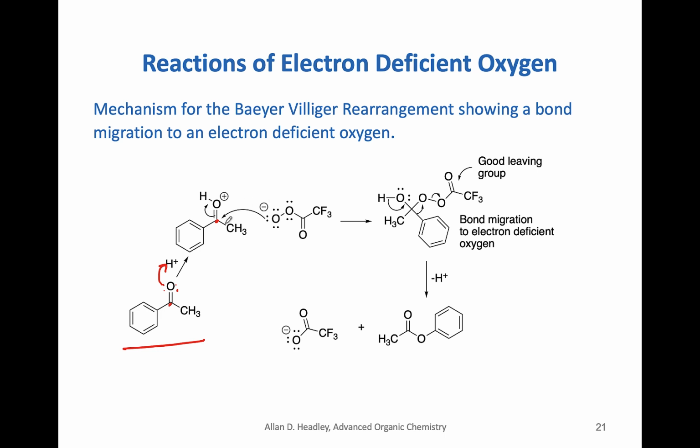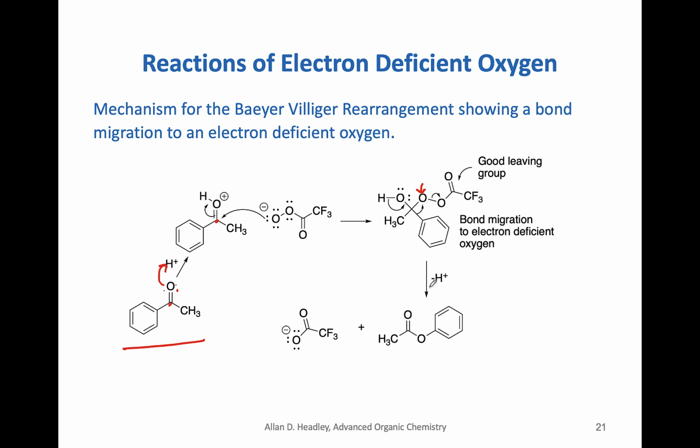So it attacks here, and now you can see here's the leaving group right here, the trifluoroacetate anion, and here's the electron deficient oxygen right here. So when these electrons come back in to form the carbon oxygen double bond, there's a migration to the electron deficient oxygen, and this leaves. As we mentioned earlier, this is concerted, so it happens in one step, the migration as the group leaves.